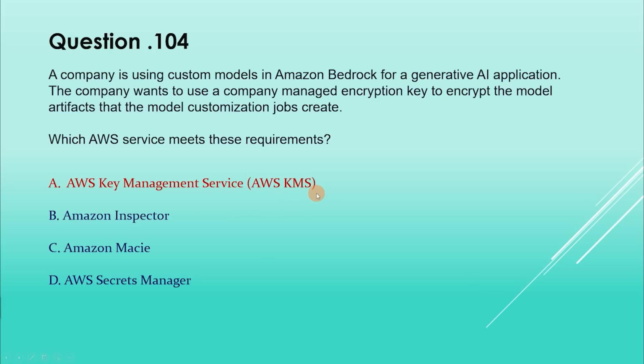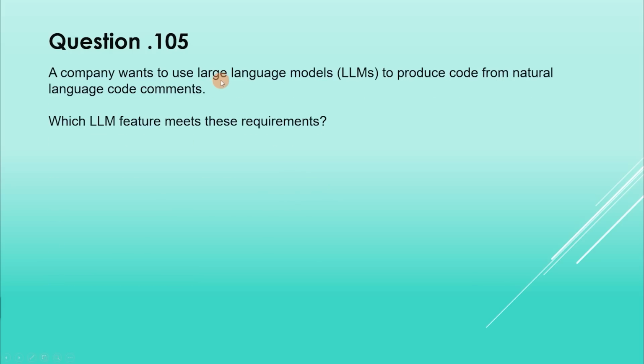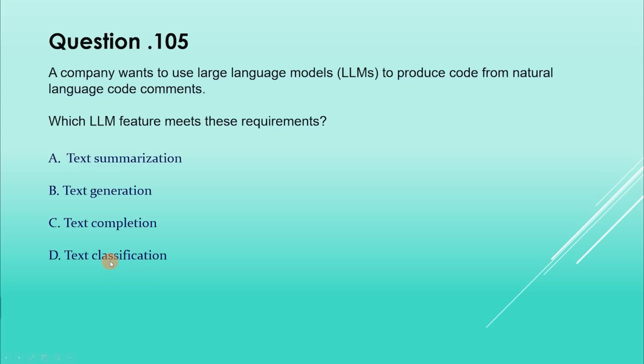Now question number 105. A company wants to use a large language model to produce code from natural language code commands. Which LLM feature meets these requirements? Option A, text summarization. Option B, text generation. Option C, text completion. Option D, text classification. So try to guess the correct answer again.